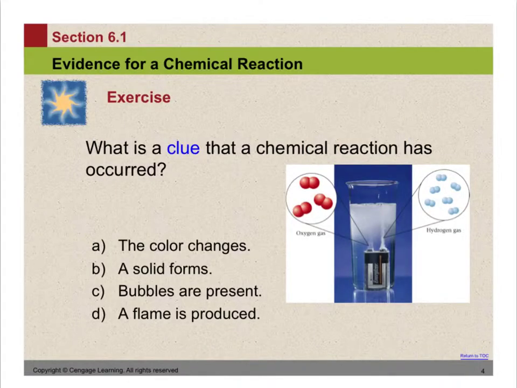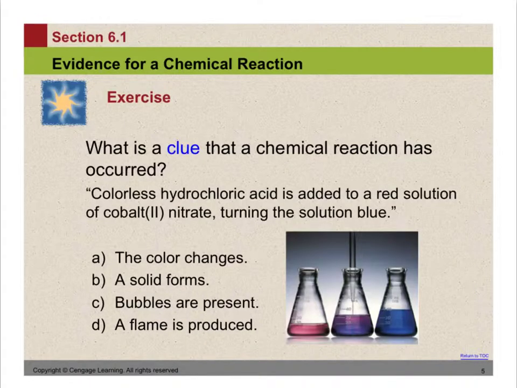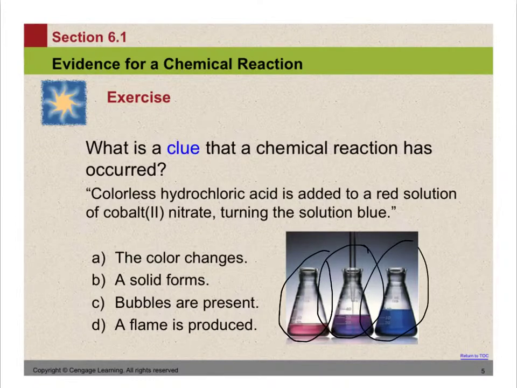So here, what is a clue that a chemical reaction has occurred? A battery is dropped into some water and we see some bubbles. So when we see bubbles, we know that a chemical reaction has occurred. Now here, some colorless hydrochloric acid is added to a red solution of cobalt-2 nitrate. So here's the initial red solution, added some hydrochloric acid, and then we get to this blue. So here we see that the color change indicates a chemical reaction has occurred.